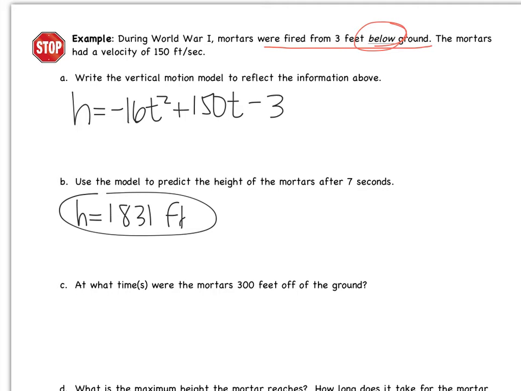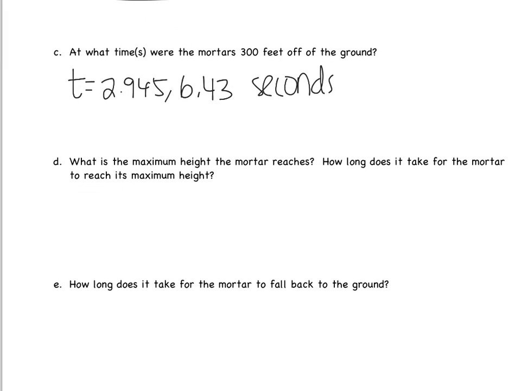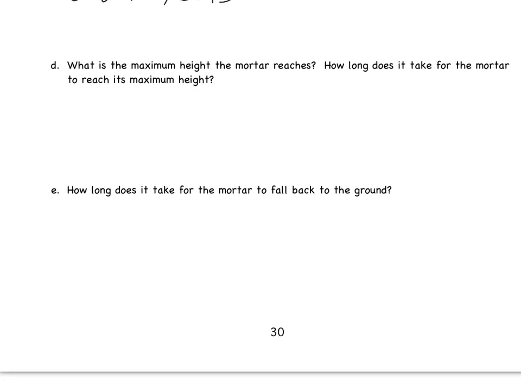For part C, you should have gotten 2 times: 2.945 and also 6.43 seconds. Again, if you're confused on these, please make sure you go back to the previous page and also write down so that you know to ask your teacher tomorrow.